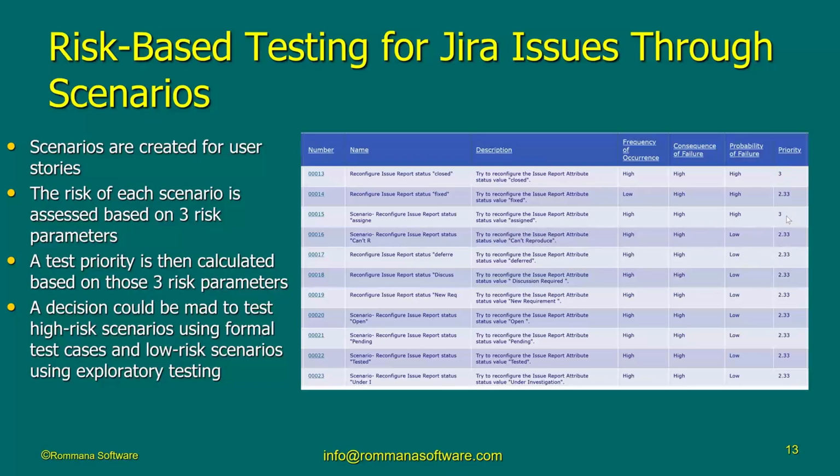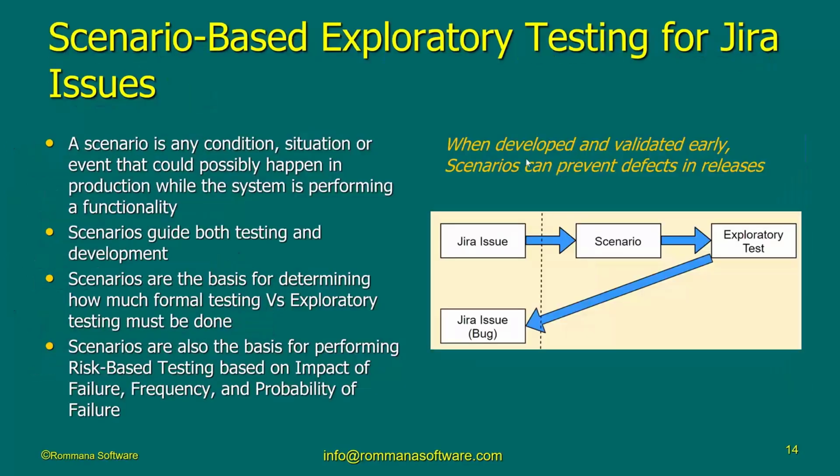This report is always sorted by the testing priority. Actually, you can also click on the link on the column header to sort it, and that allows you to select the highly critical scenarios to test using formal testing, and the other scenarios to test using informal testing. All right, let me move on because I have a lot of material to cover.